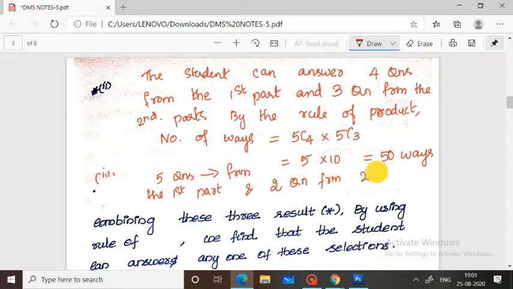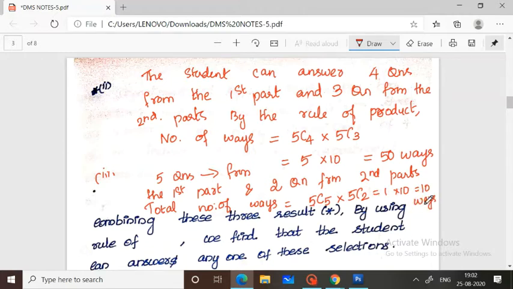So the total number of ways is equal to, what are the total number of ways? This is equal to 5C5, out of 5 he is selecting all the questions, into 5C2. That is equal to 5C5, which means the answer is 1, into 5C2, which is 10. So totally 10 ways.